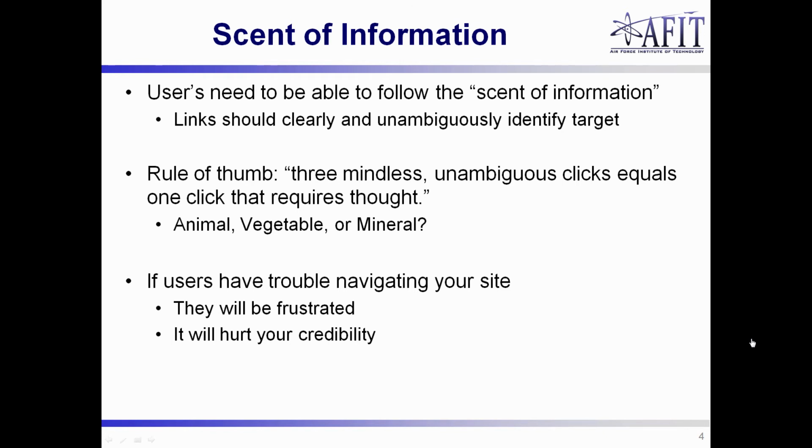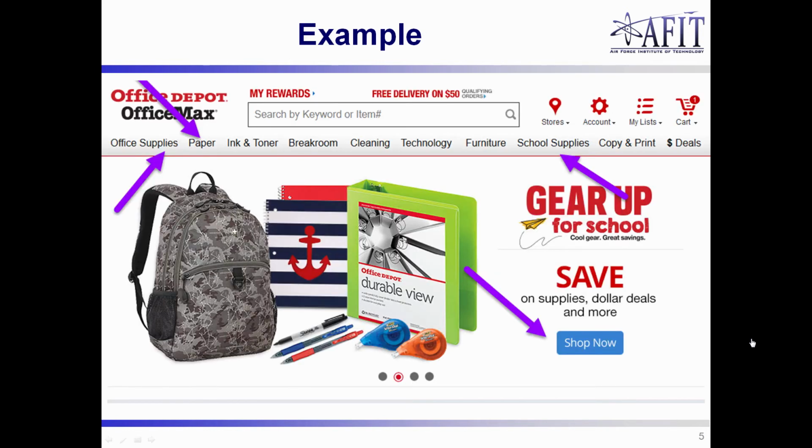And of course, if users have trouble navigating your site, they're going to become frustrated, and it will hurt your credibility, ultimately leading them to switch to another website. So I'm going to give you an example here of some ambiguous choices. This is Office Max's website, and you'll see that we've got navigation for office supplies, paper, school supplies, and then we've got this ad that says gear up for school, save on supplies, shop now, and there's a button there.